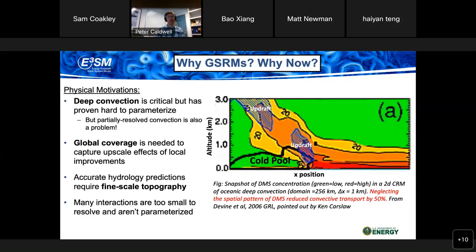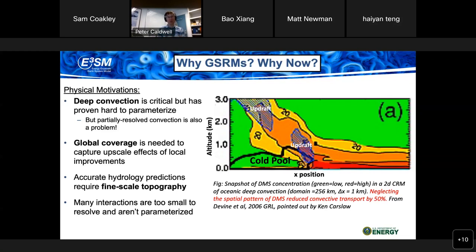I think something that is being increasingly appreciated is that we've traded one problem for another. Instead of having to parameterize deep convection, now some of our convection is parameterized, some of it's not, and that creates its own problems. So we need clever scale-aware convection schemes that turn off at the right scale.